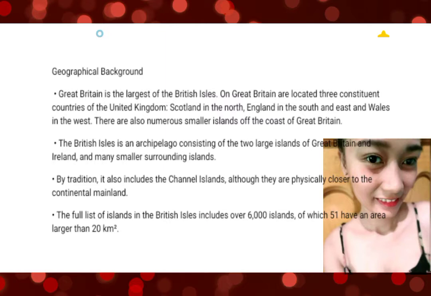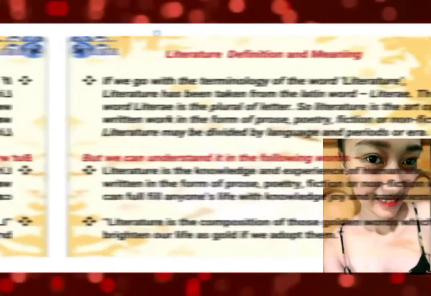The British Isles is an archipelago consisting of the two large islands of Great Britain and Ireland and many smaller surrounding islands. By tradition, it also includes the Channel Islands, although they are physically closer to the continental mainland. The full list of islands in the British Isles includes over 6,000 islands, of which 51 have an area larger than 20 km. Though it's not that very important in this topic. So, for further discussion, let's have the next discussion.